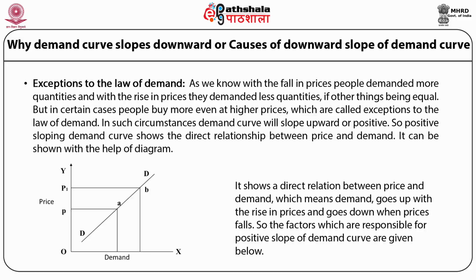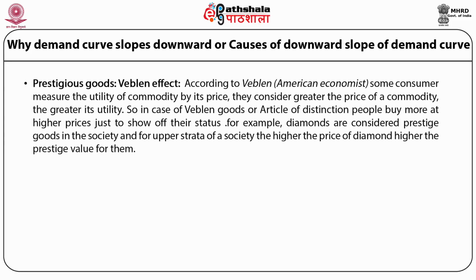So, the factors which are responsible for the positive slope of the demand curve are given below. Prestigious goods. Veblen effect. According to Veblen, an American economist, some consumers measure the utility of a commodity by its price. They consider the greater the price of a commodity, the greater its utility.